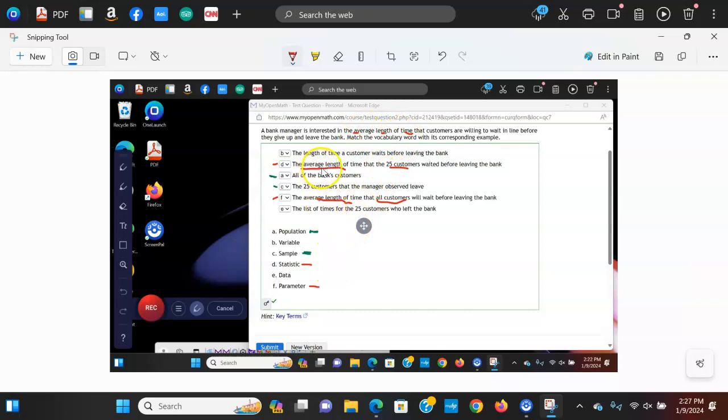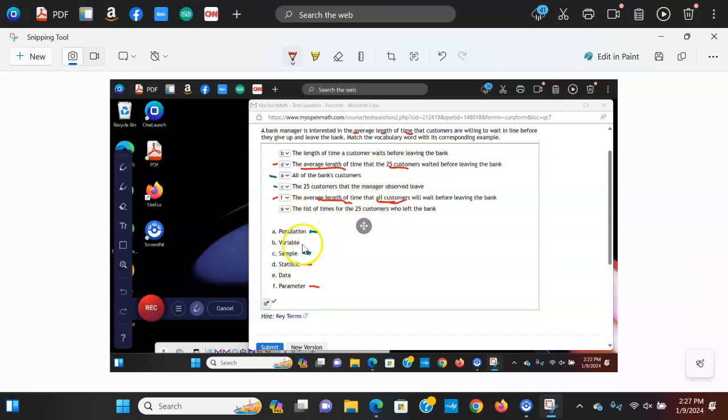Both statistic and parameter will start with average length of time. Okay. And these are the two that start the same way. These two always start the same way. Parameter and statistic always start the exact same, or really similar wording. The S statistic refers to the sample. The P parameter refers to the population, okay?